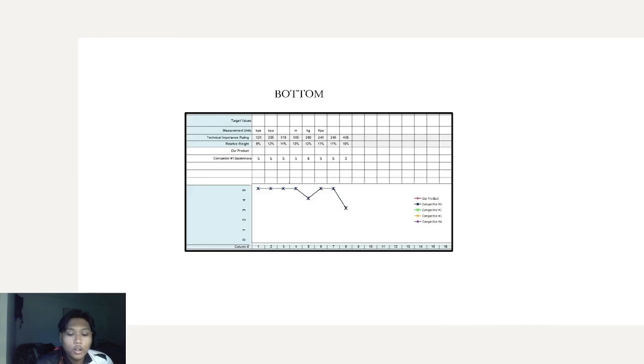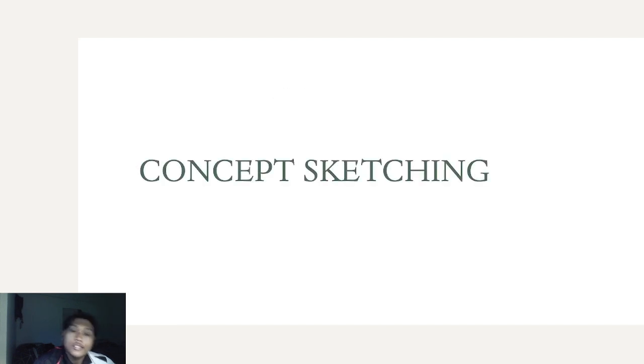In the bottom of the house of quality, we get the measurement unit, technical importance rating, relative weight, and competitor mark. The technical importance weight is a sum of the weights from the correlations in the middle part of the house of quality. Okay, after that we can compare our product and our competitor. Okay, now let's go to the next part.